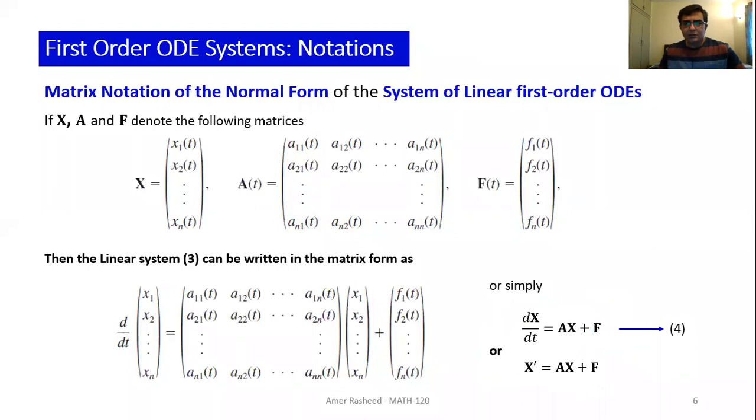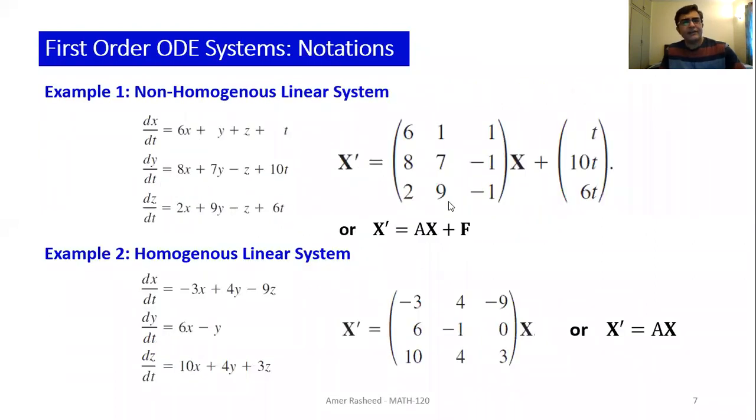Now let's go to the next slide, slide 7. Here are some examples of non-homogeneous linear system and homogeneous linear system. You can see here that if we have this system, dx by dt is equal to 6x plus y plus z plus t. This is a term which contains only the independent variable. dy by dt is equal to 8x plus 7y plus 10t, and dz by dt is equal to 2x plus 9y minus z plus 16. So here is another term which is independent of dependent variables, means it doesn't contain any dependent variables.